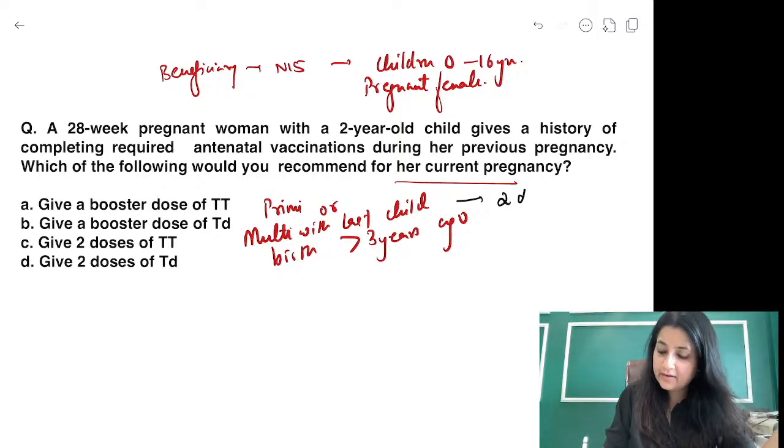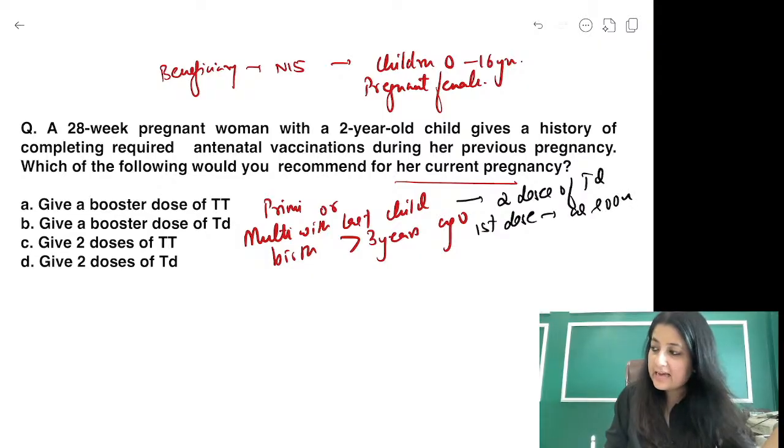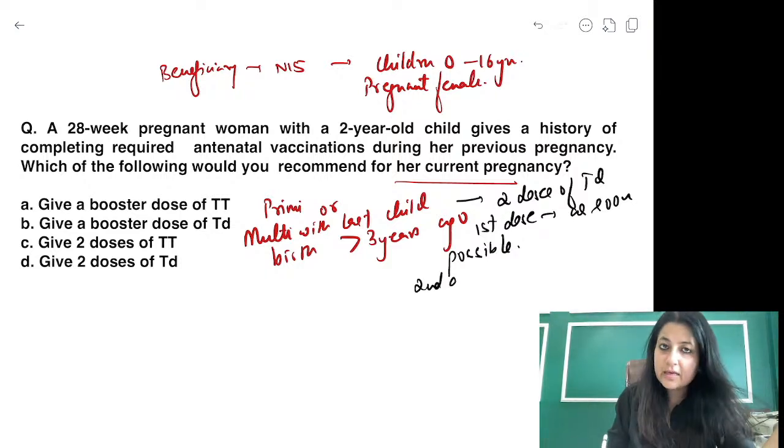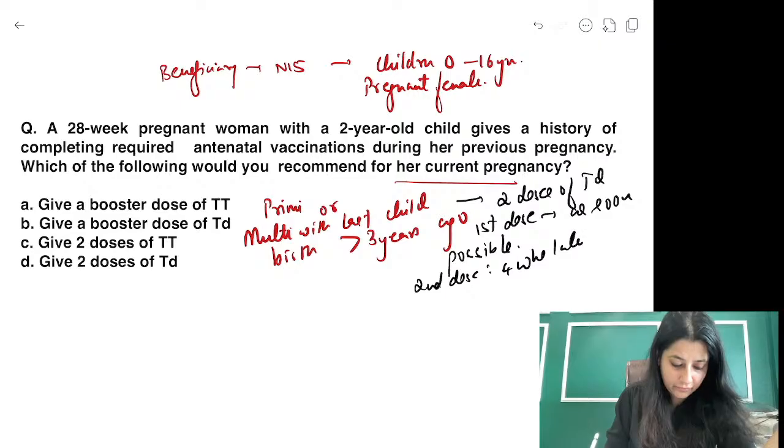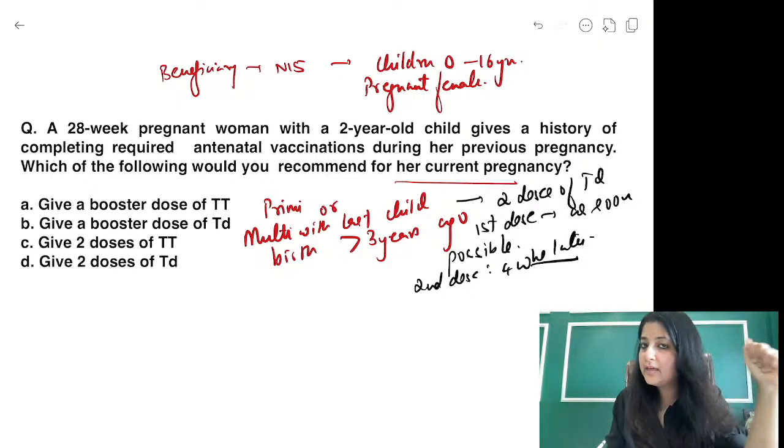We are going to give 2 doses of TD. First dose as soon as possible. When will you give the first dose? As soon as possible in pregnancy. And when will you give the second dose? The second dose you will give 4 weeks later.